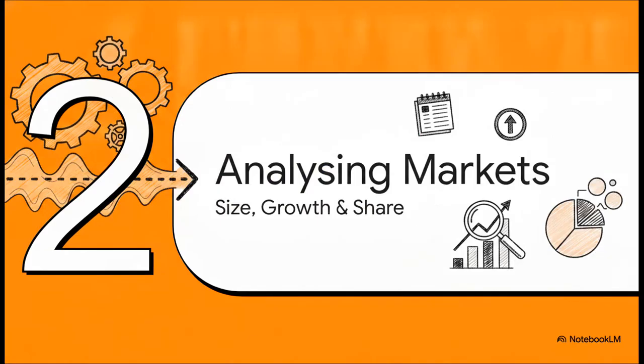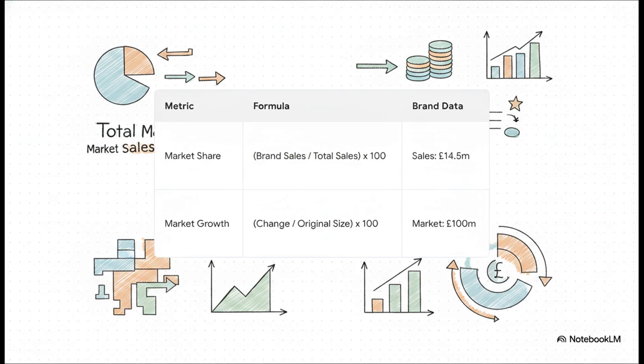Let's move on to Section 2, Analyzing Markets: Size, Growth, and Share. Transitioning from our foundational AO1 knowledge into some rigorous AO2 application, you've got to memorize these standard equations. Take a look at the formulas in the table. Market share is simply the sales of one specific brand divided by the total market sales, all multiplied by 100. Market growth is the change in market size over a specific period, divided by the original size, times 100.